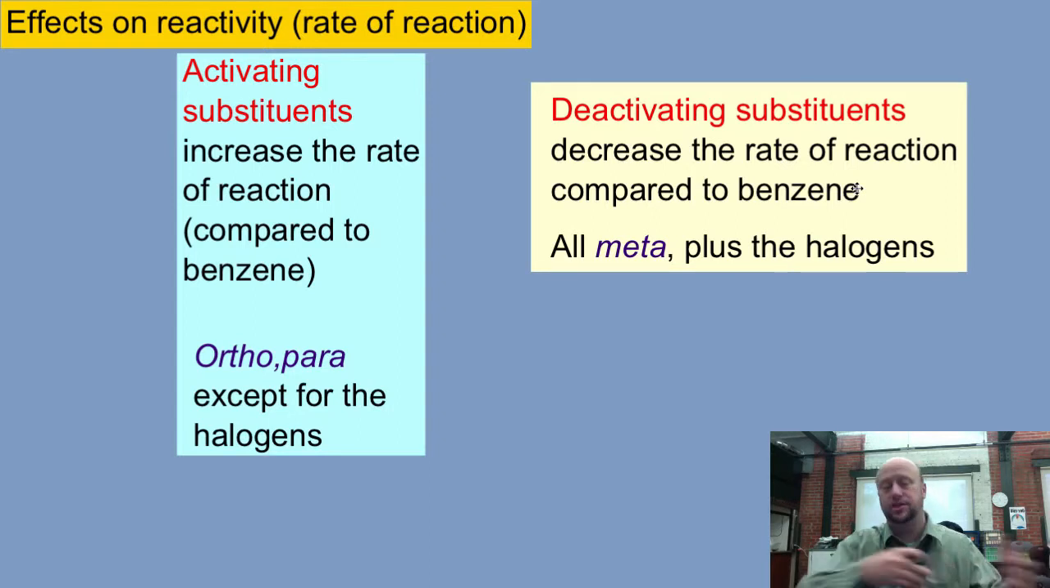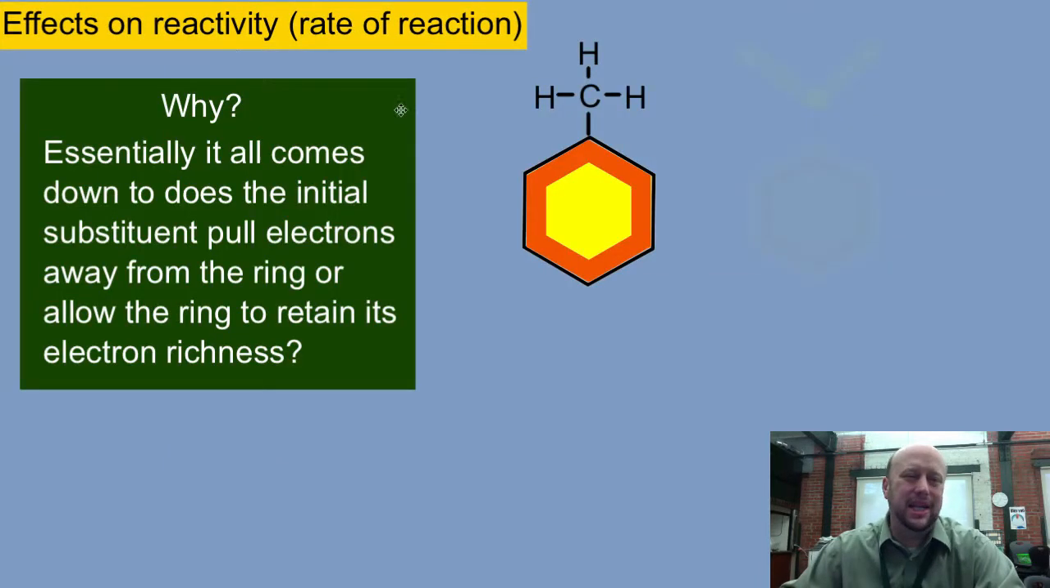Okay, so halogens are really electronegative, and so they're going to tend to pull the electron cloud off. Okay, deactivating substituents, all of our meta ones plus our halogens are going to be deactivating, meaning that they're going to slow down the rate of the reaction compared to adding that substituent onto a simple benzene ring. Okay, now why does that happen? I'm not going to go too deep into this, but essentially what happens here is that it has to do with what does that initial substituent do to the electrons that are already in the ring.